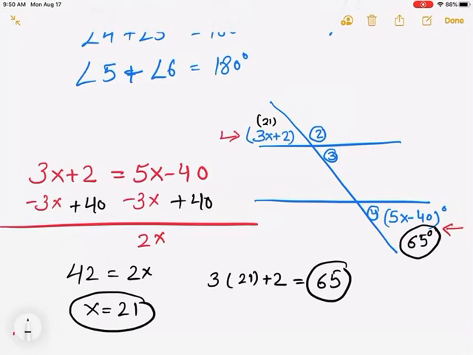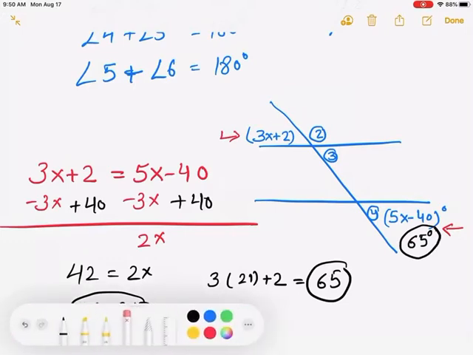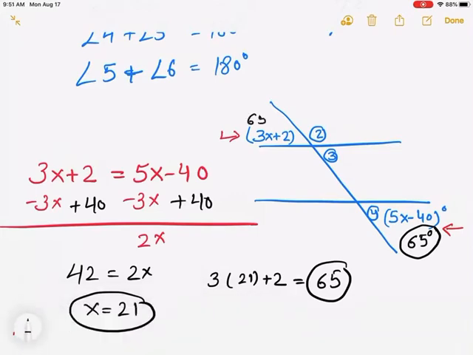Okay, we already know these angles. Let me take away this piece here and put this 65 instead. Okay. Now, do we see any other relationship? I see angle 3 is its vertical angle. So it means if this angle is 65, this would also be 65.